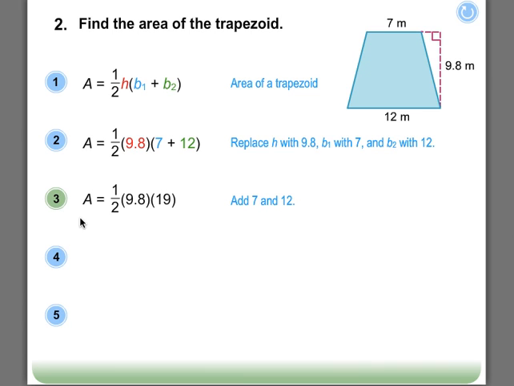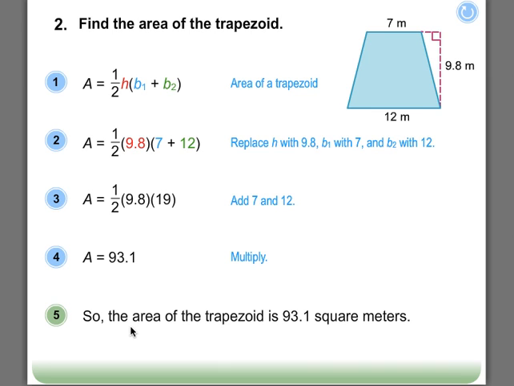So area equals 1/2 times 9.8 times 19, because 7 plus 12 is 19. When we multiply it all the way out, we get 93 and 1/10. So the area of the trapezoid is 93 and 1/10 square meters.